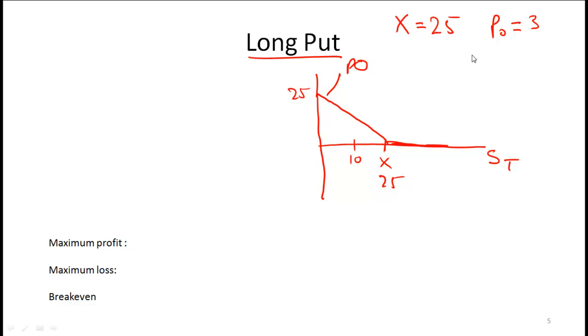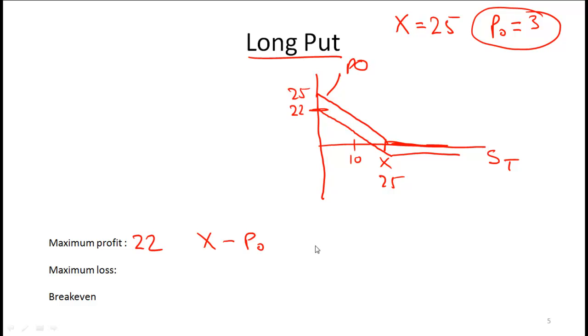What about the profit diagram? Now remember, when you go long on a put, you are paying this $3 premium. So to come up with the profit diagram, you simply subtract 3 from every point on this payoff. So you get this thing that is just shifted down by 3. So what is our maximum possible profit now? The maximum possible profit is 22. How do we get that? It is simply equal to the strike price minus P0. In our example, the strike price is 25, P0 is 3, so our maximum possible profit is 22.